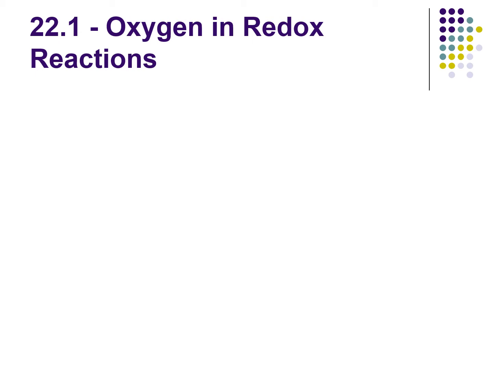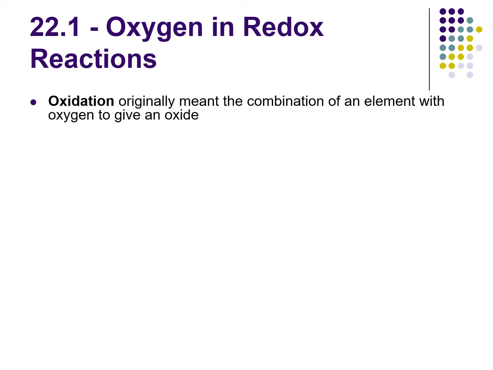So you might wonder, well, why is it called oxidation if it's about electrons? Well, the word oxidation originally meant to combine something with oxygen to give us something oxide. So you might hear people saying things like iron is oxidized. We call that rusting, forming iron oxide. You might hear about fruit becoming oxidized, reacting with oxygen.